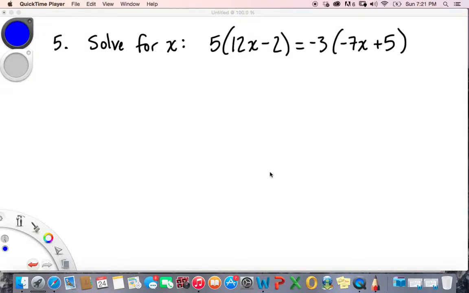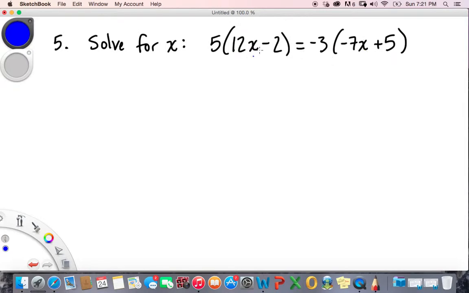This is problem number 5 from the Unit 1 study guide dealing with equations and inequalities. And once again we have another problem where we are solving for a variable, again x in this case. If we look at this equation, we have 5 times the quantity 12x minus 2 in parentheses equals negative 3 times the quantity negative 7x plus 5 in parentheses.